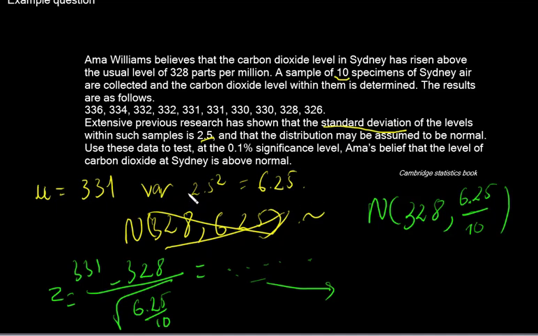But the point I want to show here is that the variance is usually 6.25 for a single observation. But now when we take a sample of 10 specimens, so we have 10 different variables, the variance actually reduces 10 times. So that's an idea which should be used heavily in this part of the exam.